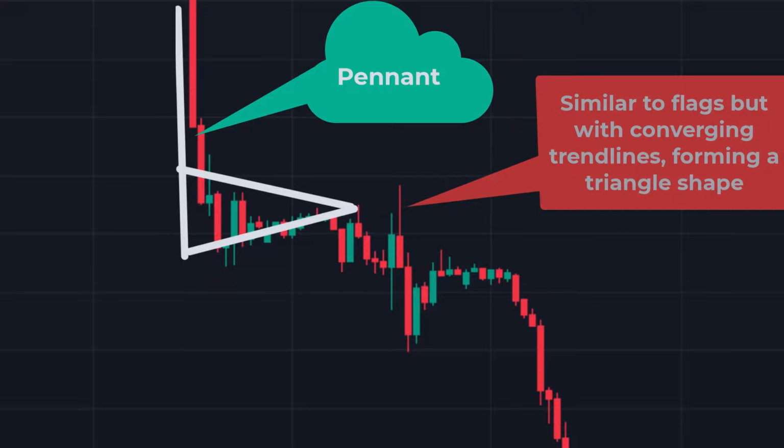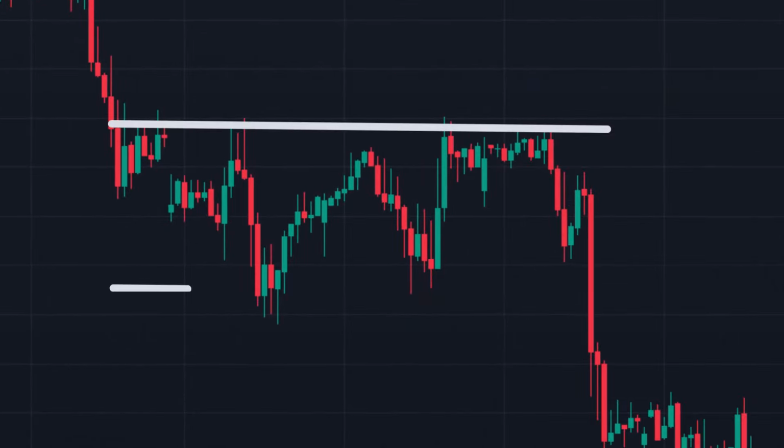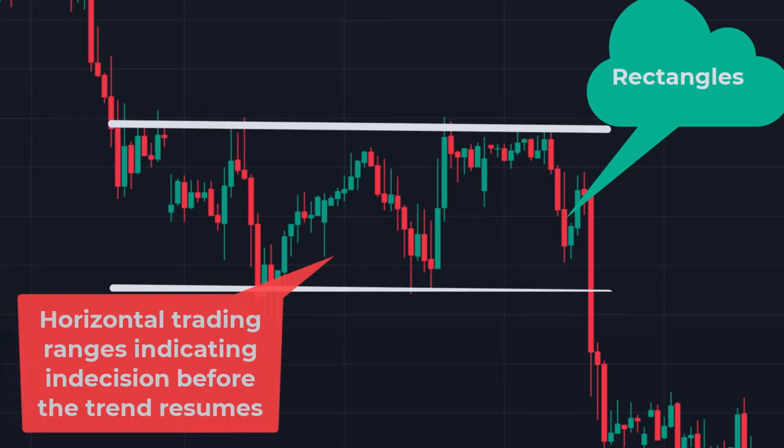Then we have rectangles. Rectangles are horizontal trading ranges indicating indecision before the trend resumes. Spotting these patterns early allows you to ride the trend and maximize your profit.